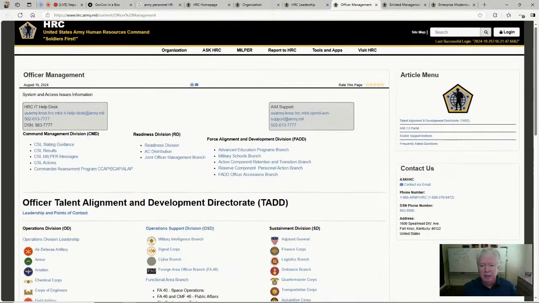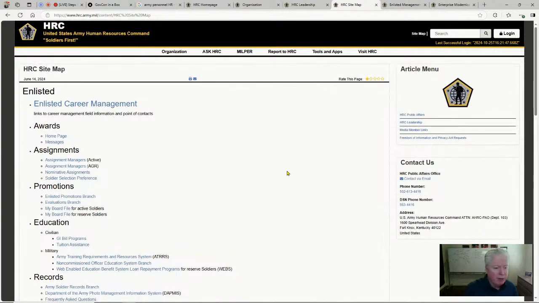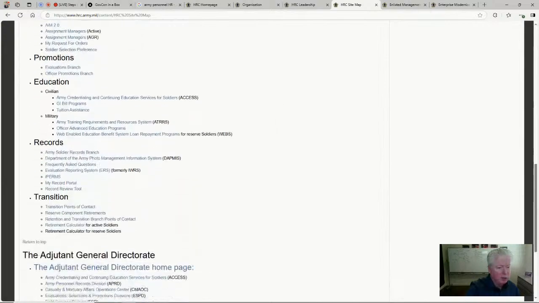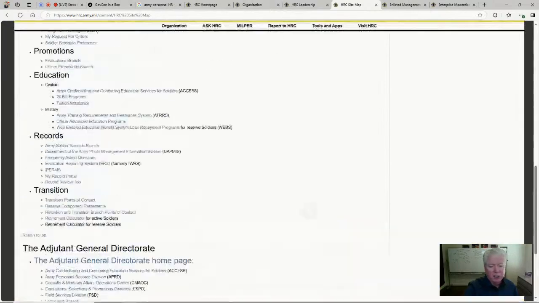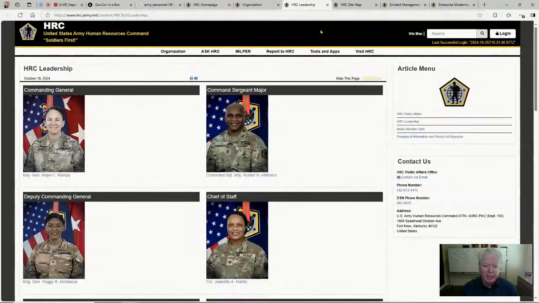I don't think I'm going to see something here that says... let me try this sitemap really quick. But if I come in here, just tracking my time, I'm looking to see this officer career page, adjutant general. So it's not really something that's helpful to me. I'm looking for something that is really going to be useful. So let me go back.